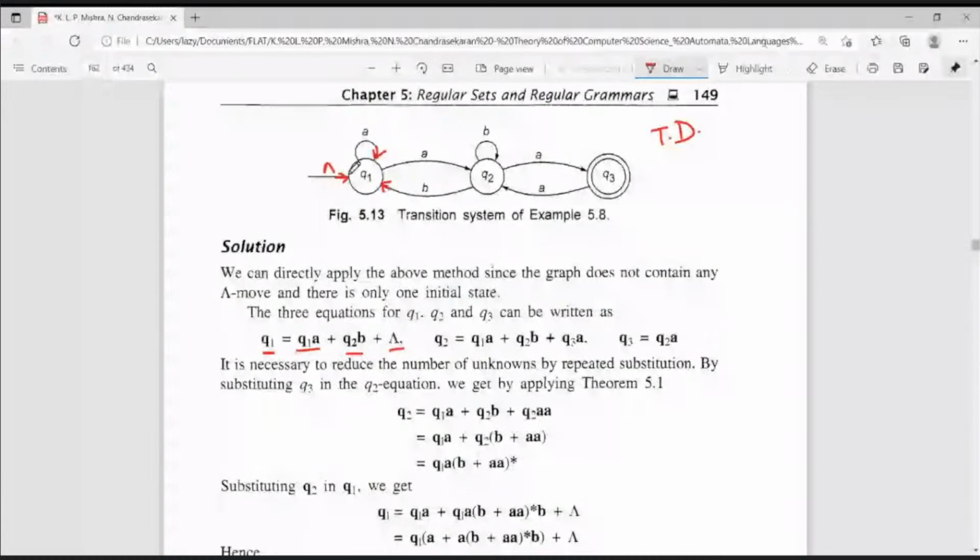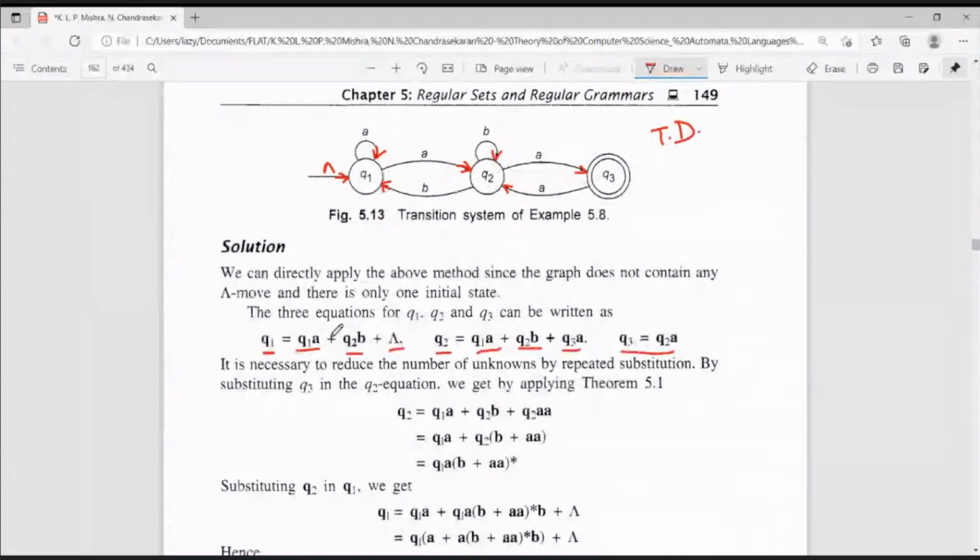Likewise, we can write an equation for q2. Observe the pointers pointing in: this is one, this is another, and this is another. So three are there: q1a, q2b, q3a. Likewise for q3, there is only one arrow pointing in, that is q2a. So we can get these three equations.